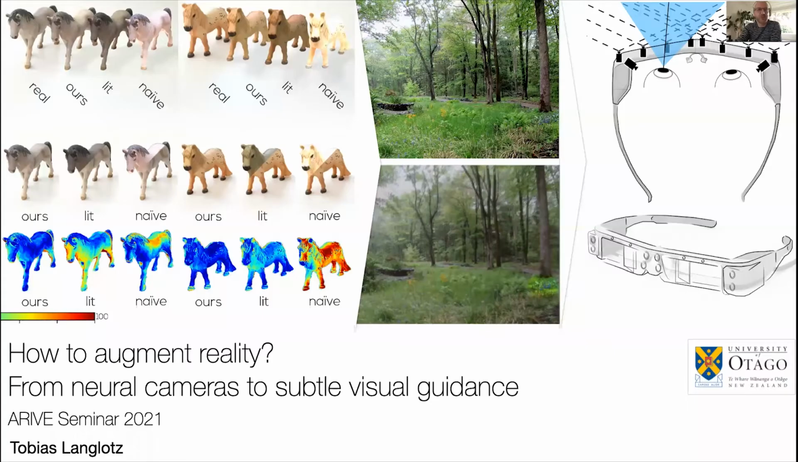TJ was supposed to give a talk today, but as we are all affected in one way or the other by the lockdown, he asked to reschedule. So I jumped in. Today I'll talk about how to augment reality, from neural cameras to subtle visual guidance.